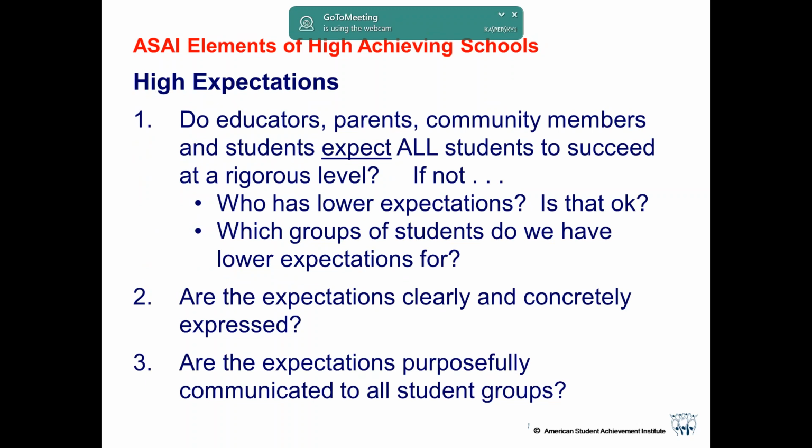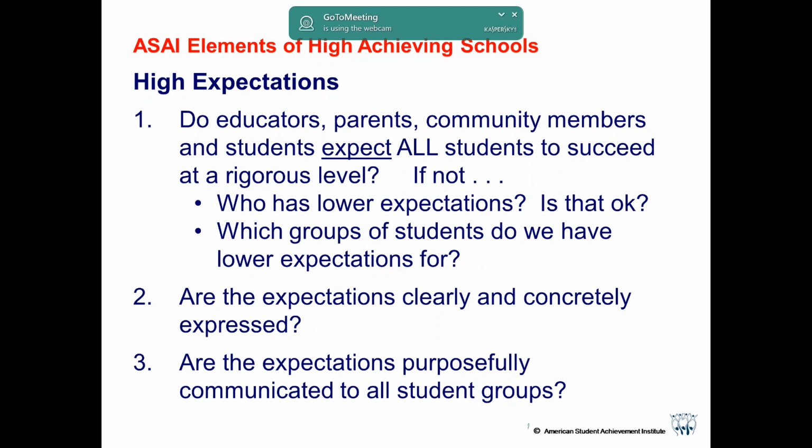Do educators, parents, community members, and students expect all students to succeed at a rigorous level? And if they don't, well, who has lower expectations? In which group of students do they have lower expectations for? So that's your data as you start to look at that will answer that question.